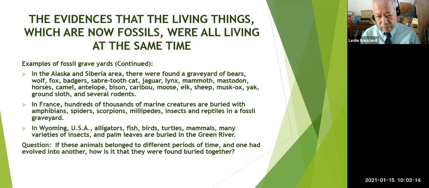Okay, for example, I can find my father and my grandmother in the same place. They're now dead and gone, but they're in the same place because they were buried at the same cemetery. Now, if these animals did not live together, how is it that they died together? And how is it that they were buried together? It just shows that they were living at the same time, not different periods of time.